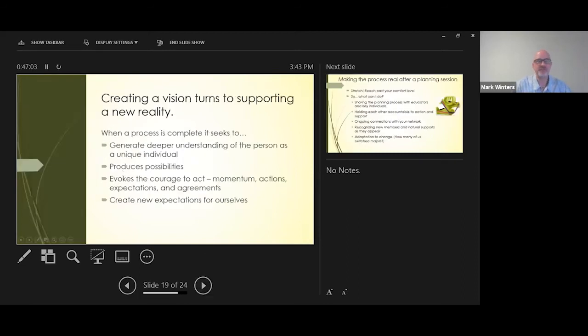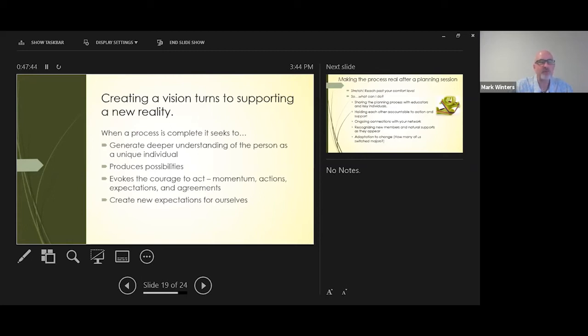So creating that vision turns into supporting a new reality. When a process is complete, when we're done with the initial facilitation of a person-centered plan, when we have that first meeting is over and we've got our graphic and we've had those conversations, then what? When the process is at that stage, what do we seek to have? We seek to have a deeper understanding of that person as a unique individual, really understanding, meeting a person where they're at and understanding what they want and what they need.